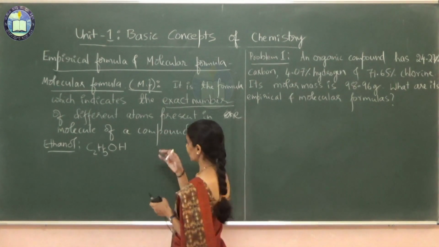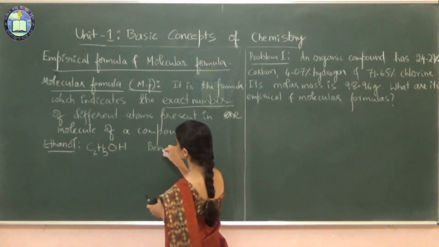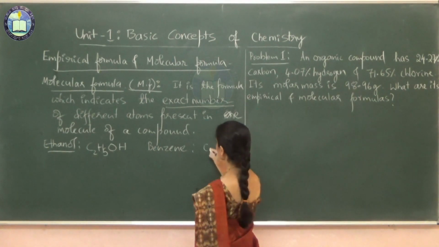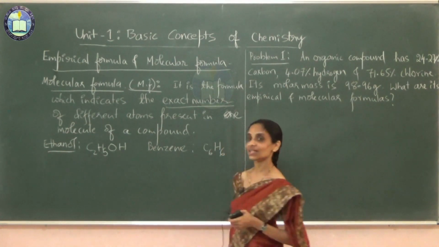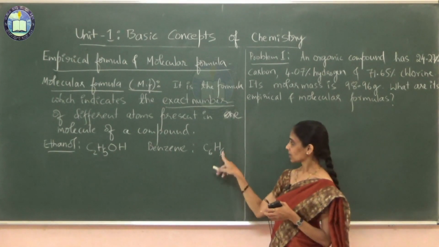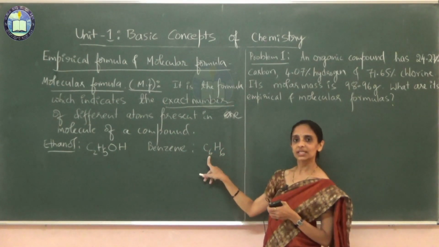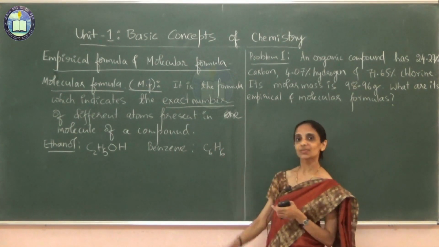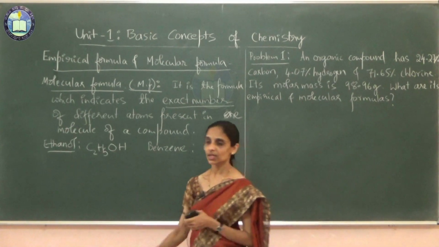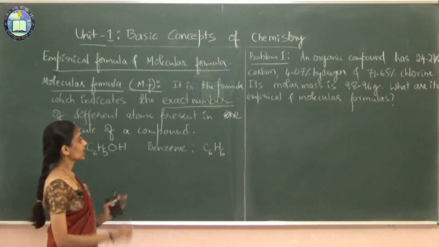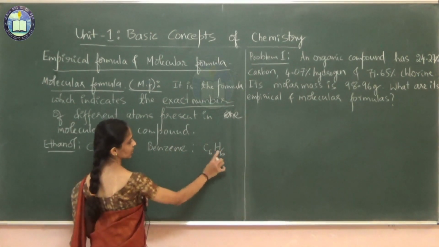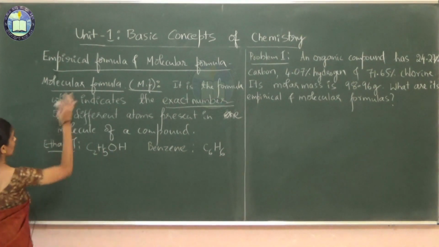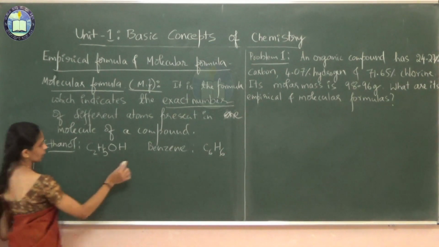I can take other examples. Benzene, its molecular formula is C6H6. So, how many carbon atoms are present in it? They are 6. How many hydrogen atoms are present? 6. So, molecular formula indicates the exact number of atoms. Fine. Now, coming to the empirical formula.